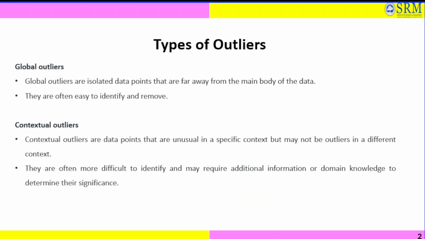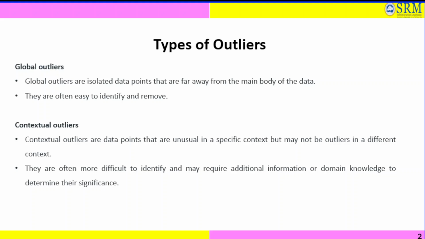What do you mean by global outliers? Global outliers are isolated data points that are far away from the main body of the data. They are often easy to identify and remove as they are visually distinct from the rest of the data points. So that is global outliers. And contextual outliers are data points that are unusual in a specific context but may not be outliers in a different context. These outliers are more difficult to identify because they may not appear as extreme when considered in isolation. Determining whether a data point is a contextual outlier often requires additional information or domain knowledge to understand its significance within the specific context.